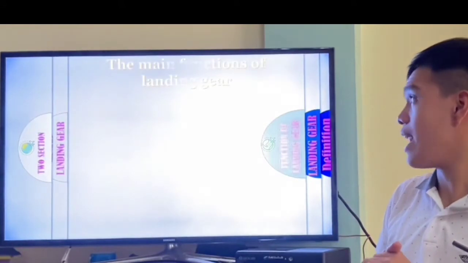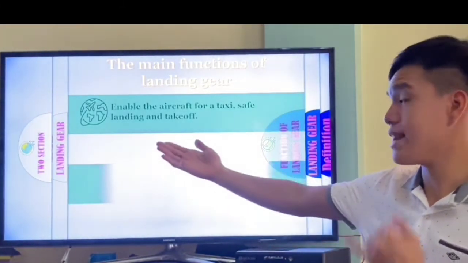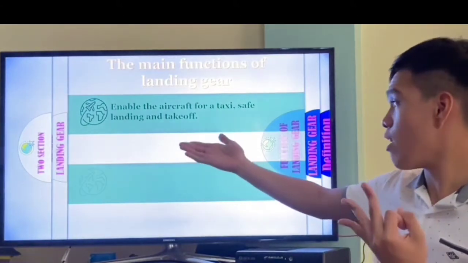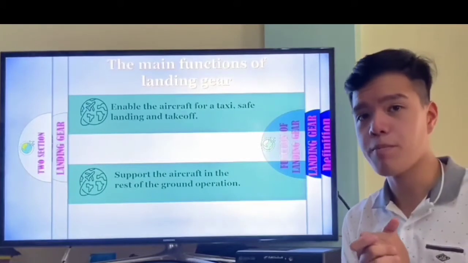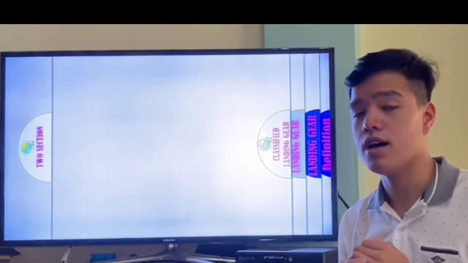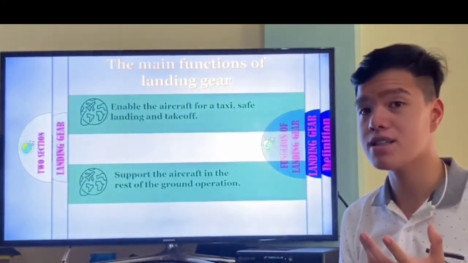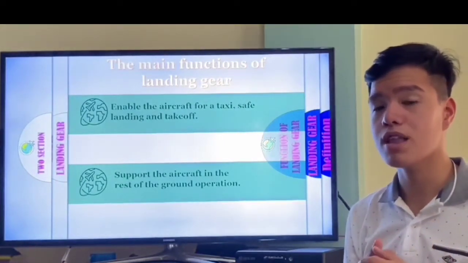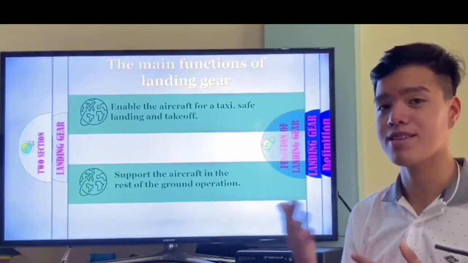So, functions of the landing gear. The main functions of the landing gear include enabling the aircraft to taxi, land, and take off. The next is to support the aircraft in the rest of the ground operations. This includes getting passengers on the tarmac and moving out the baggage, and being able to taxi on the ground. So that's all, and let's move on to the next part.